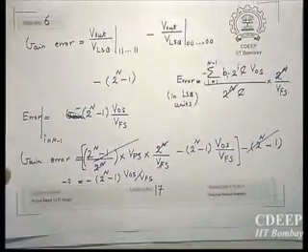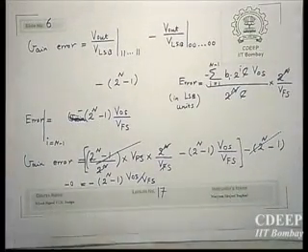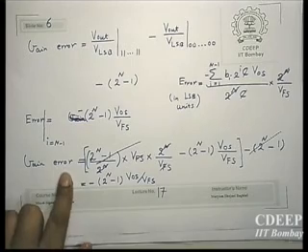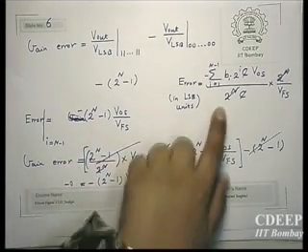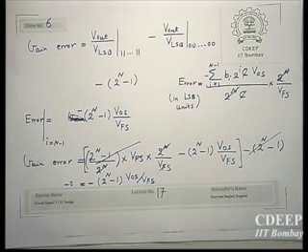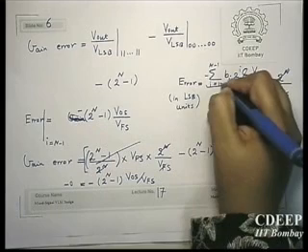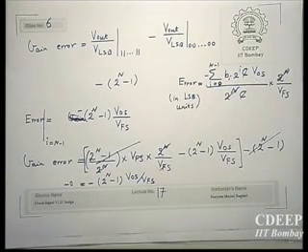Is it correct? Okay. In the error equation, this one. So this is 0. One plus, yeah.